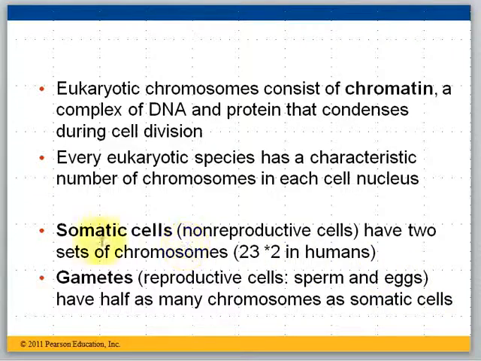So somatic cells are the cells that are non-reproductive. They have the full set of chromosomes. Again, in humans, that's 46 chromosomes, 23 pair. We're going to find out in the next chapter that half of each pair came from mom, and half of each pair came from dad. So we have somatic cells, and then gametes are the specialized reproductive cells, which we'll take a look at more in the next chapter when we talk about meiosis.